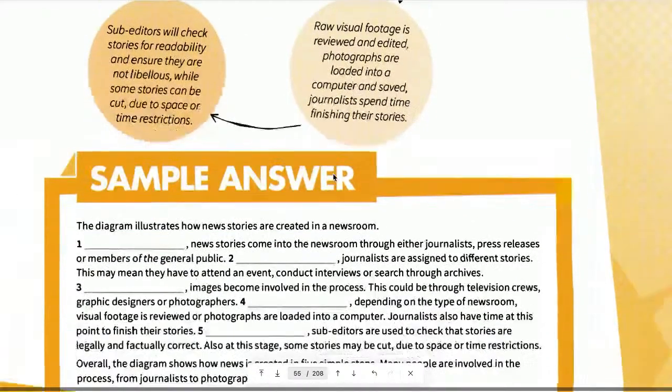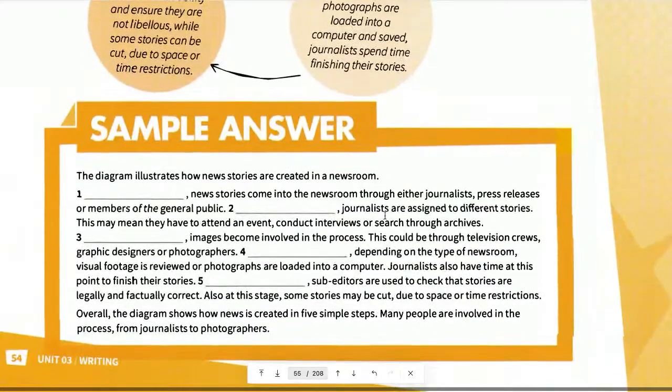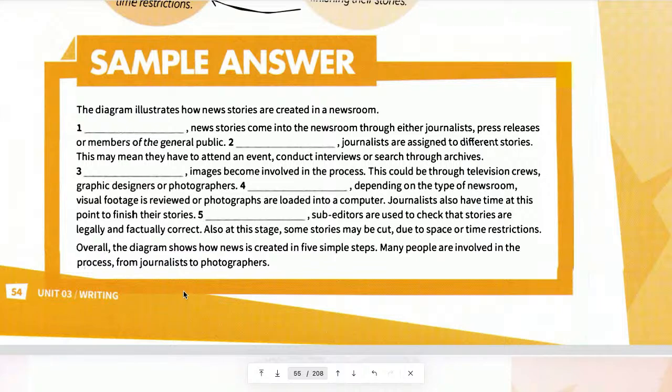You understand? And finally, we need to have a conclusion or a summary, right? Okay, so can you please read the summary? Overall, the diagram shows some neatly created and 5 symbols. Yes? Okay? So overall, the diagram shows how news is created in 5 simple steps. We have 5 steps there, right? So that is the summary. Many people are involved in the process, from journalists to photographers.